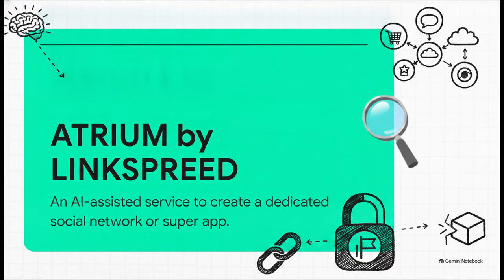So the crucial point here is understanding the tech that actually enables this shift. ATRIUM by Linkspreed is essentially an AI-assisted service for creating a company's own dedicated social network, or what you might call a super app, built entirely on Web 4 infrastructure. It basically acts as a hub that allows brands to build a modular, customized, and most importantly, an owned environment, rather than just renting a little corner on a general-purpose social media site.